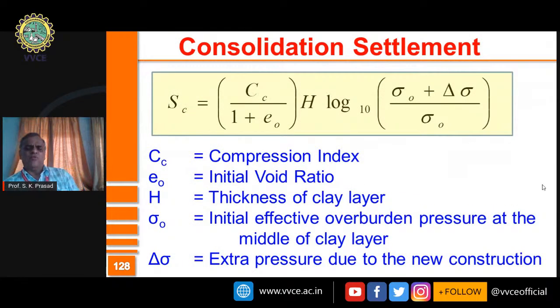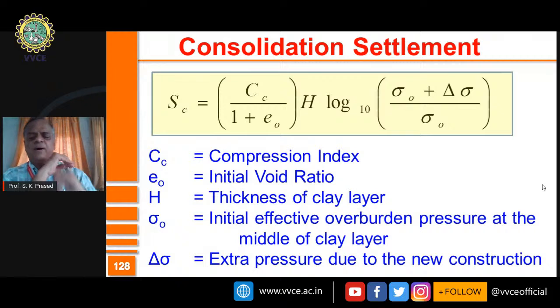The formula which you can use to determine consolidation settlement is something like this. You require the consolidation properties of soil. You require to know how much was the initial stress, how much is the final stress, and so on. You require to know the thickness of the soil which is likely to experience consolidation. So the equation for finding the consolidation settlement Sc is equal to Cc over 1 plus e naught, times H, into log 10 of sigma naught plus delta sigma divided by sigma naught.